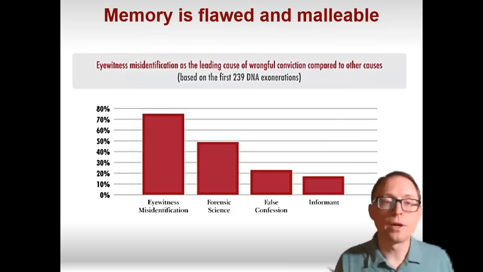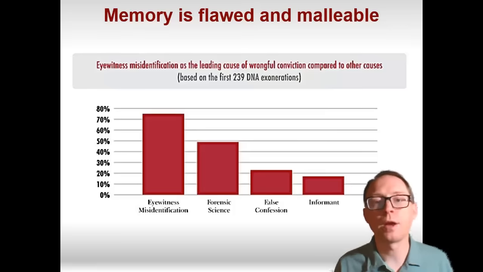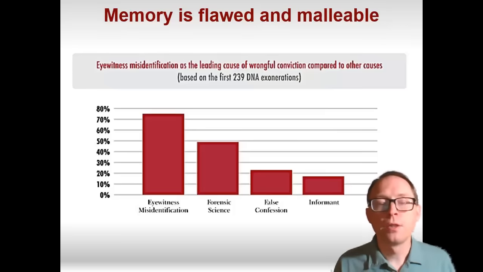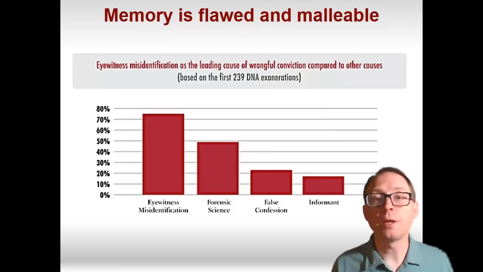Again, with ideas of criminal justice in this case, when they looked at people who were exonerated for crimes, and this is based off of 239 exonerations, the thing that was most likely to have them be convicted in the first place was actually eyewitness misidentification.